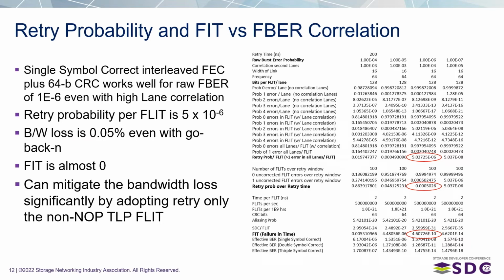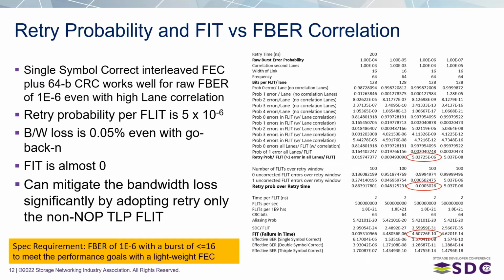So what does the retry probability and all of those FIT and everything else look like? Remember, my FBER rate is 10 to the power minus 6. I'm assuming my retry time to be 200 nanosecond, which is reasonable. Actually we expect the retry to be less than that, but even if it is 300, let's say if it increases, these numbers don't change much. So the retry probability of a given flit is around 10 to the power minus 6. So what it means is that every million or so 256 byte flits, one of them will get retried, which is a reasonable amount.